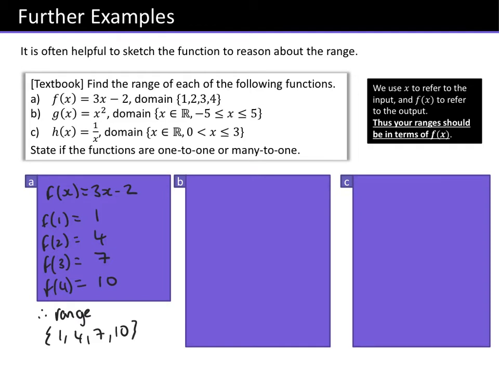It says state if the functions are one-to-one or many-to-one. This is a one-to-one function. F of x is one-to-one.